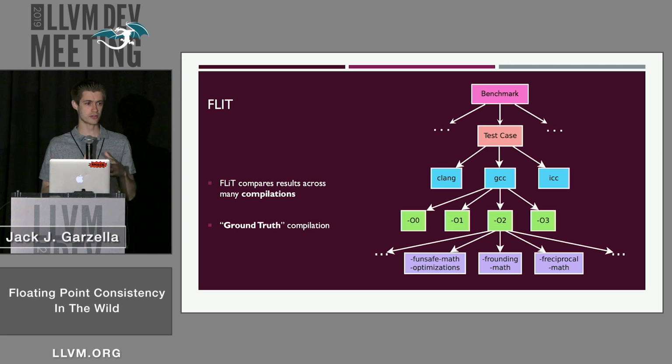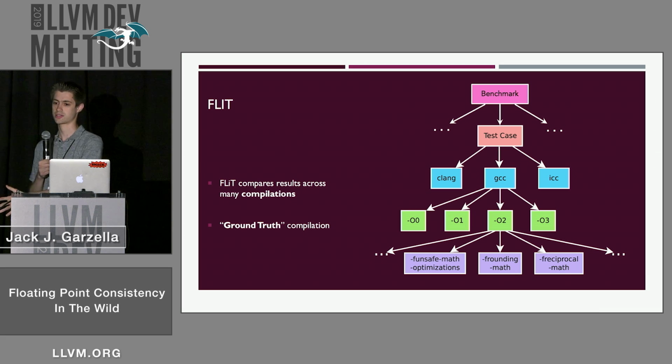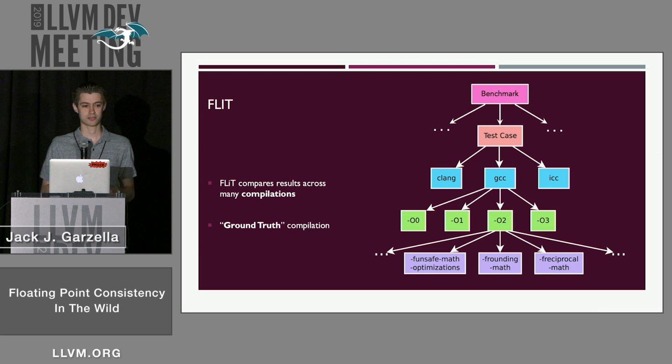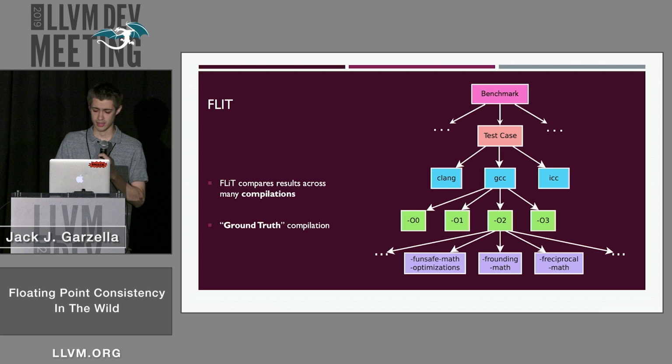There's a special kind of compilation called the ground truth. After each of the computations has been done, they get compared to the ground truth, and the numbers that we're looking at are the discrepancies or differences. Ground truth traditionally is -O0 with no extra flags, so doing the least amount of optimization that you could.